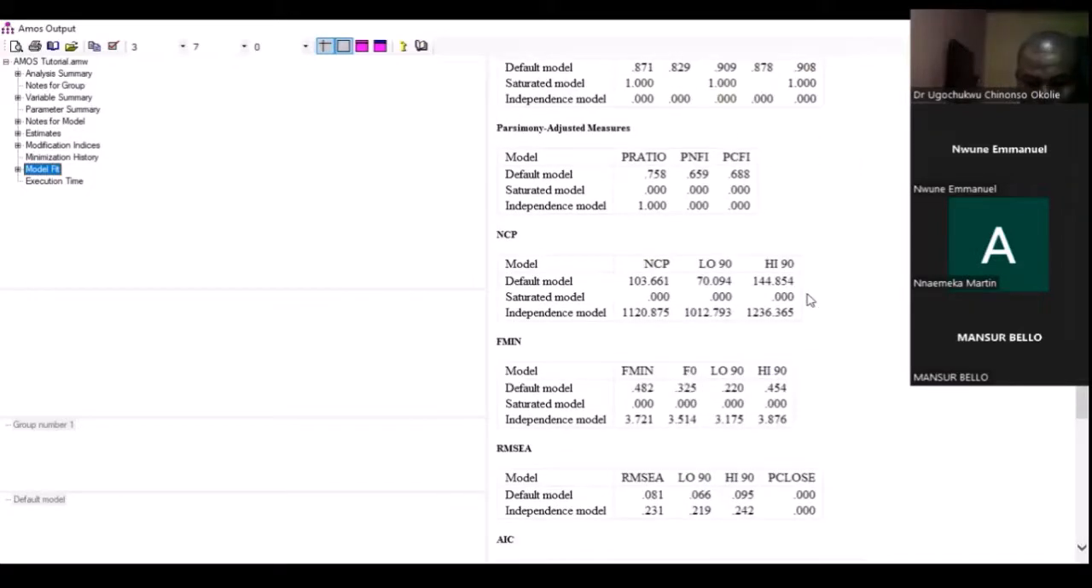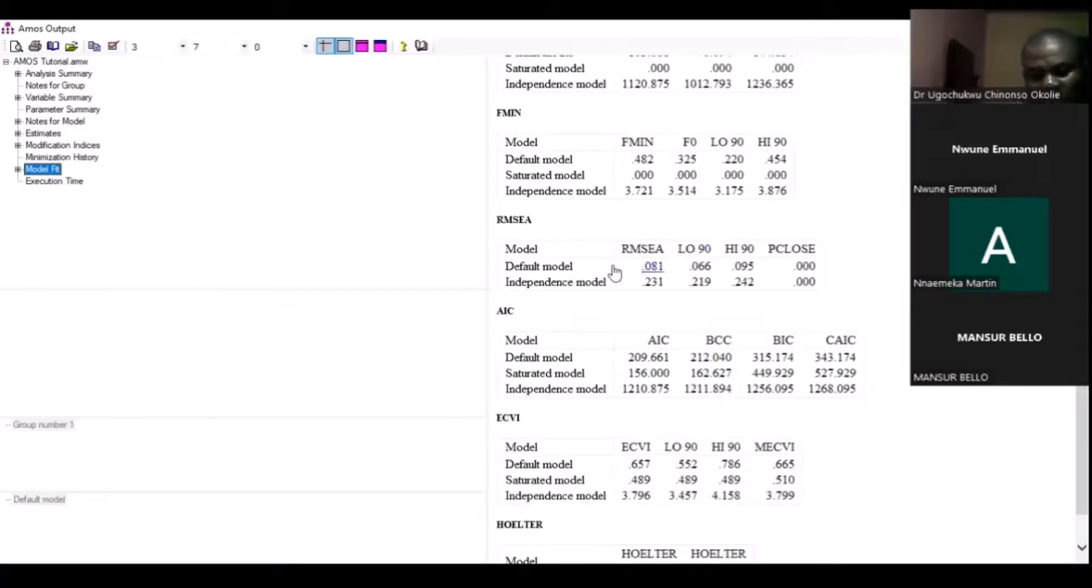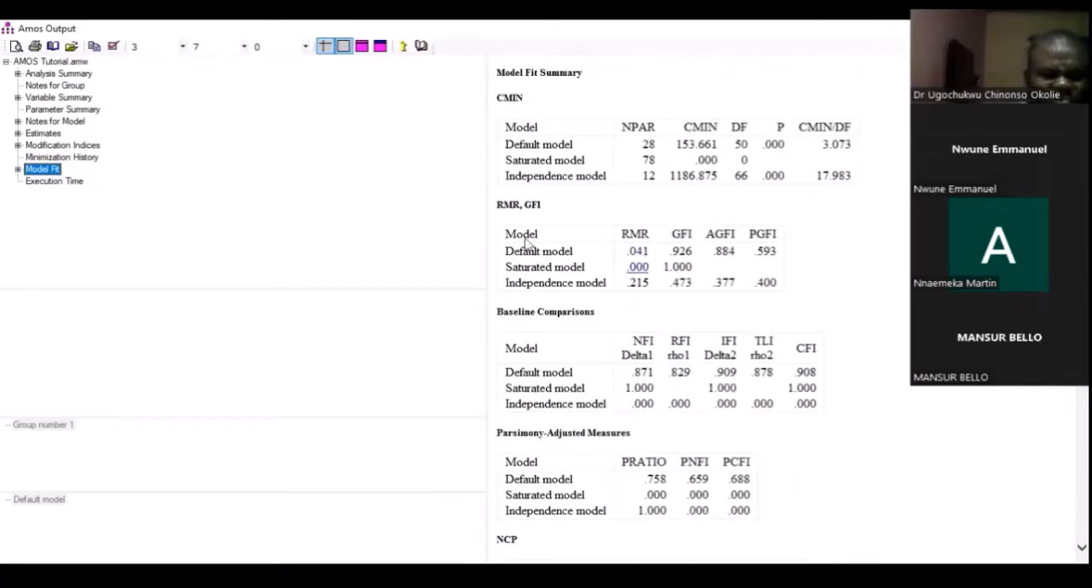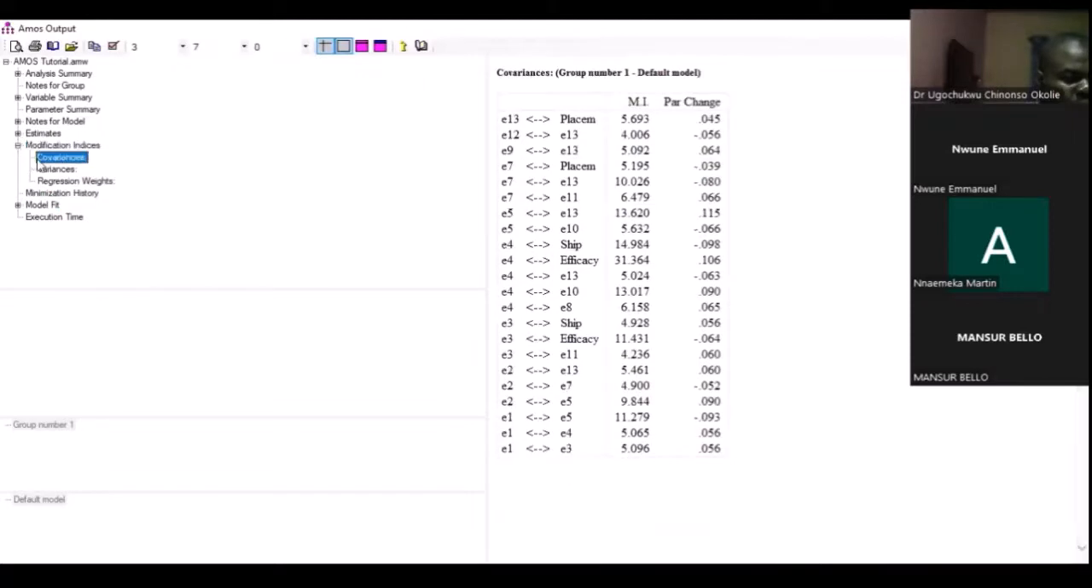So now let us go back and look at our RMSEA, the root mean square error of approximation. It has reduced further. Then let us see what happens if we go back to modification indices and look for the biggest ones, the largest ones, and see whether we can covary them to further achieve the model fit.